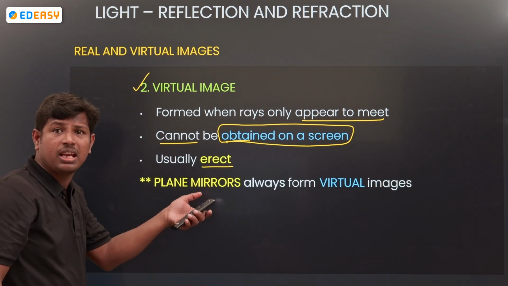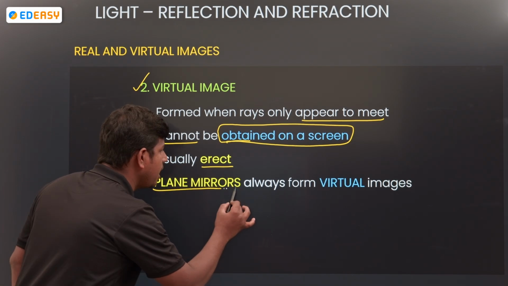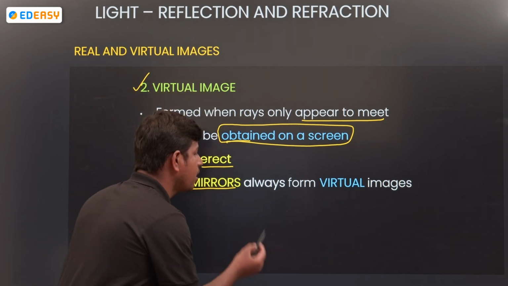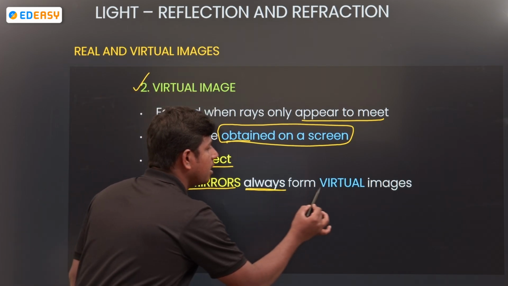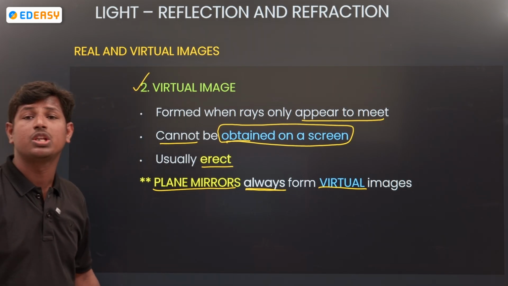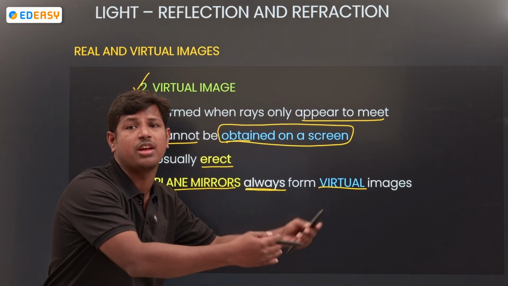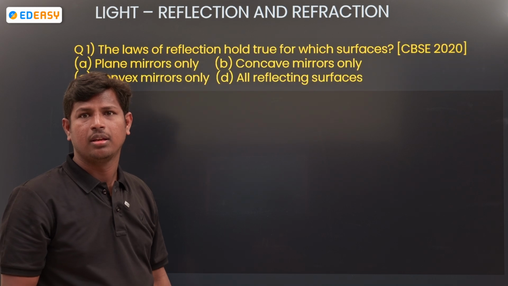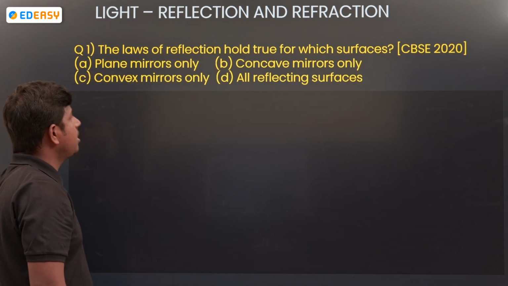Which type of mirror will give that virtual image? Mostly plane mirrors only. Plane mirrors always form a virtual image because it is not captured on the screen. Clear? Next, look at the question.